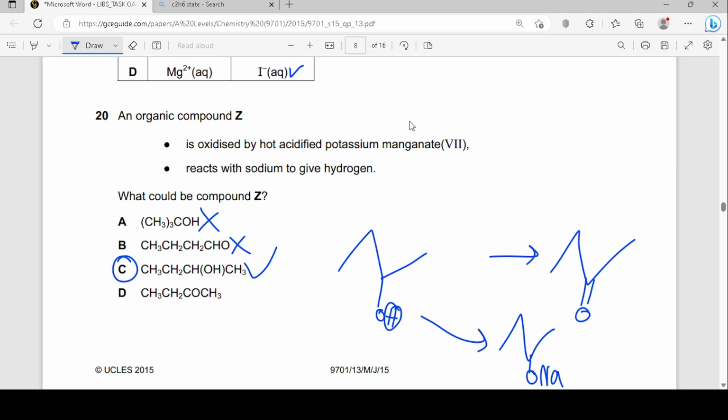That's a ketone. So 1, 2, 3. Then you have a C double bond O, and then you have a CH3. So will that be oxidized? No, ketones cannot be oxidized.